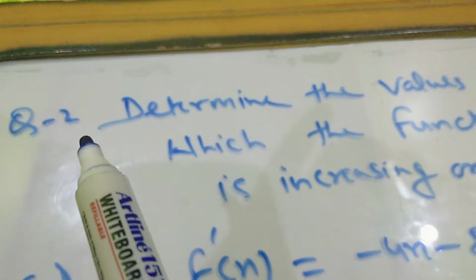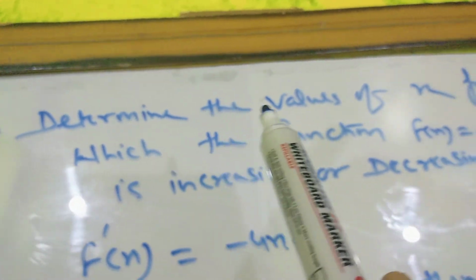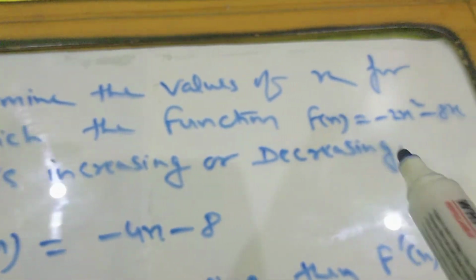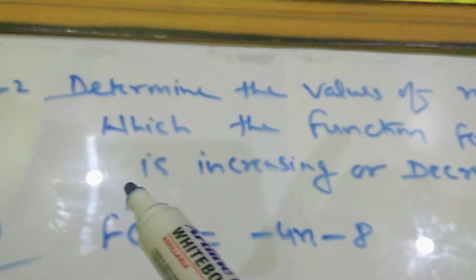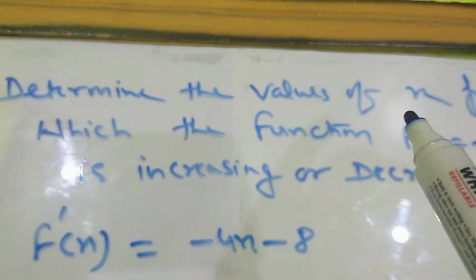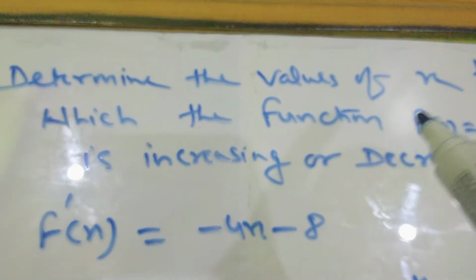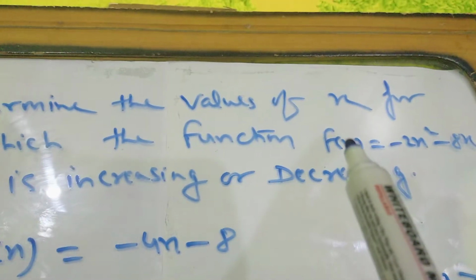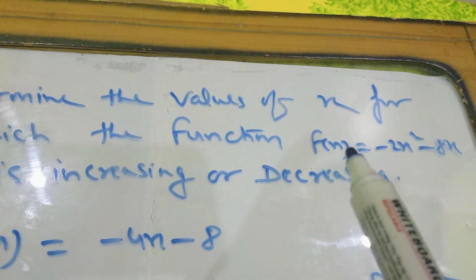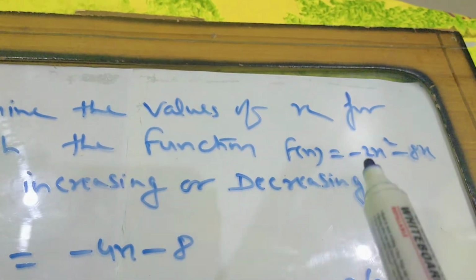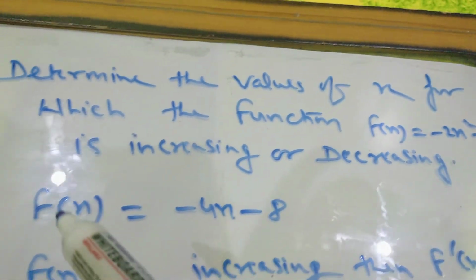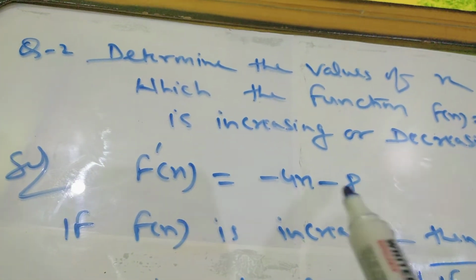In this question we have to find the values of x for which the function f(x) = minus 2x square minus 8x is increasing or decreasing. That means we have to tell in which range it is increasing and in which range it is decreasing. First I should differentiate this function. Differentiating f(x) = minus 2x square minus 8x gives minus 4x minus 8. This is the first step.